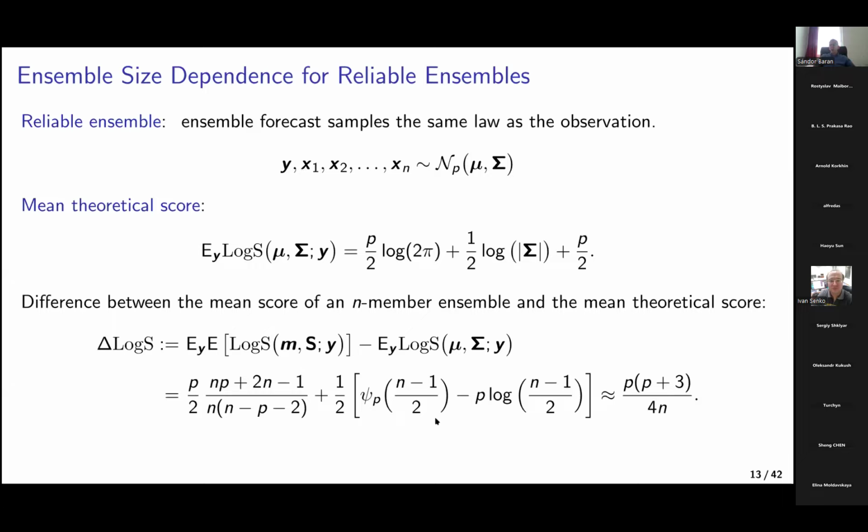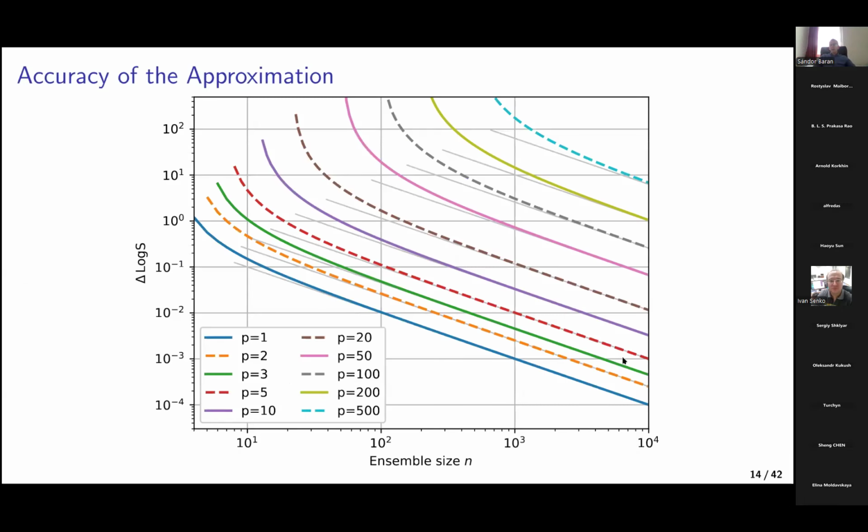And again, a short calculation shows that this is the difference between the mean score for an n-member ensemble and the mean theoretical score. And from the properties of the Taylor series expansion of the digamma function, one can derive that this difference has this approximation. So it is proportional to the square of the dimension and inversely proportional to the ensemble size. And we checked how good this approximation is. So this is the approximation and this is the truth. And you can see the accuracy of the approximation.